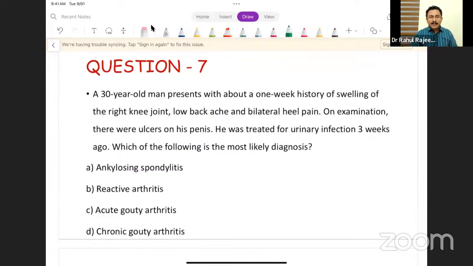Question number 7. A 30-year-old man presents with a 1 week history of swelling of the knee joint, low backache and bilateral heel pain. On examination, there were ulcers on his penis. He was treated for a urinary infection 3 weeks ago. What is the likely diagnosis?